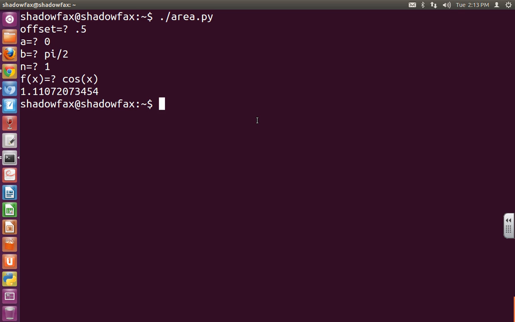Remember, the midsum is the best, right? So how do I make it better? I'm going to stick with an offset of 0.5. That's the best. But I'm going to make more rectangles. Okay, so let's run that. Offset of 0.5 from 0 to pi over 2. And how about 10 rectangles under cosine?